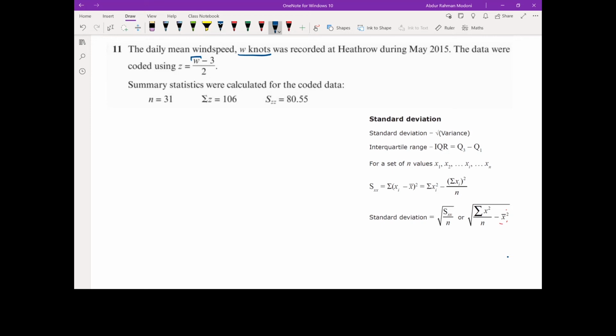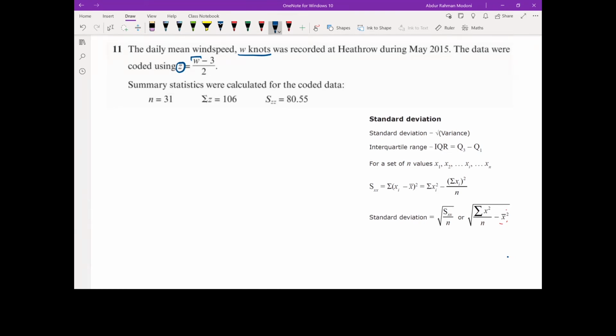That wind speed then had 3 taken away from it and was divided by 2 to get us a value of Z. So that's the coding. So we've understood the coding there. We're going to look at how the coding is applied shortly. But let's look at what we're given here.